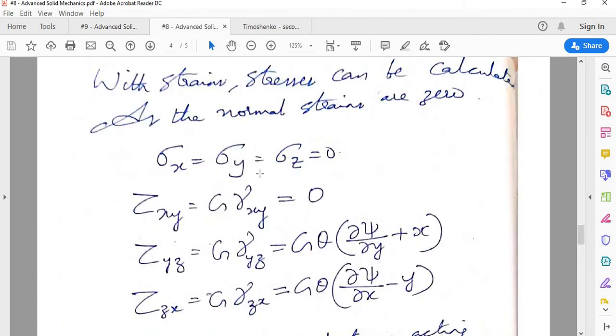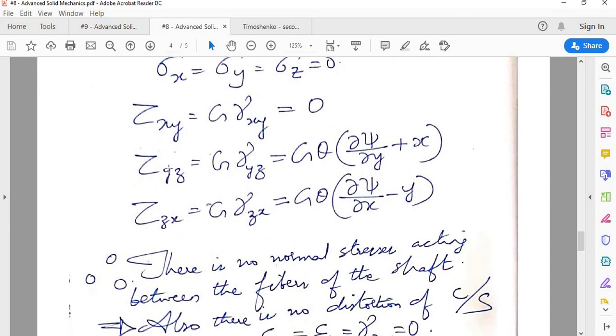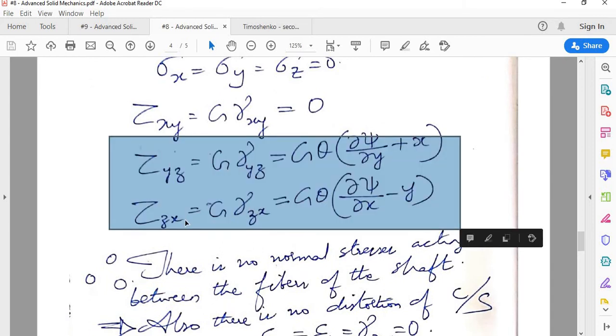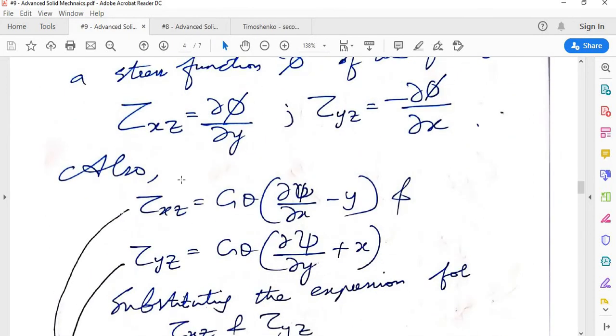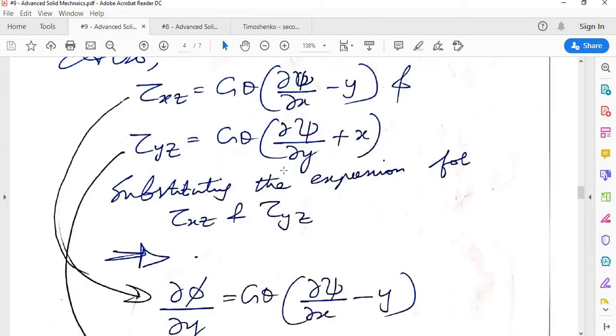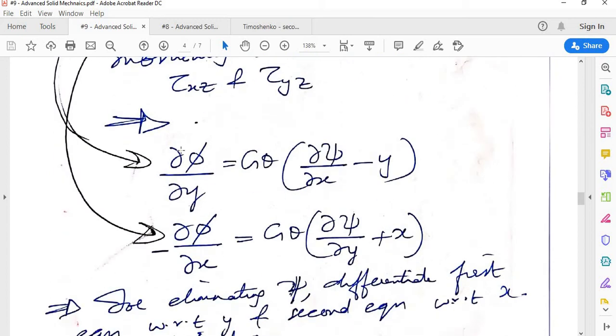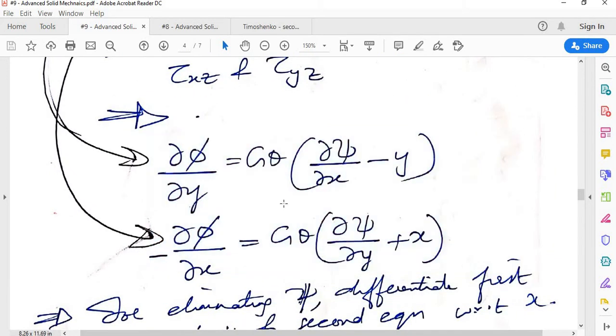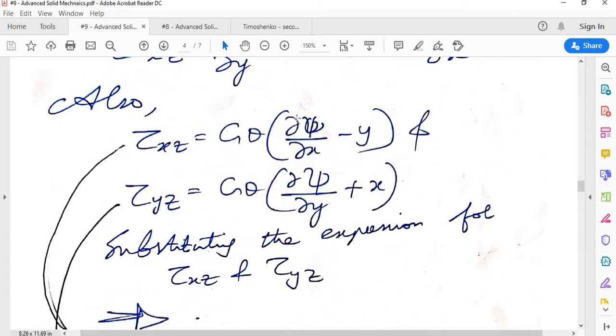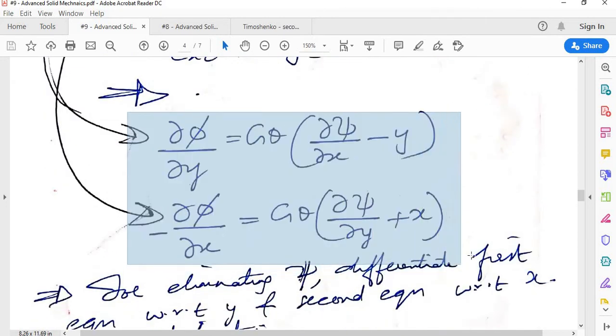Now let us substitute into the original expression. This is the expression for tau yz and tau zx that we arrived at in the previous class. You substitute these expressions into that equation, and this is what we get. So you will get expressions in terms of phi, the stress function. Now in this equation there is the warping function.